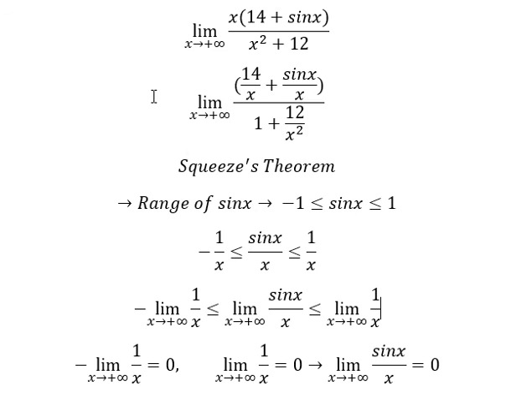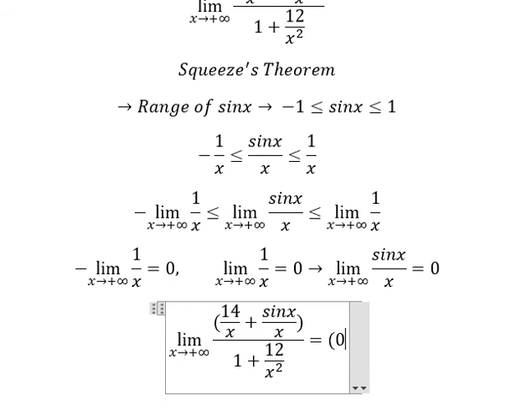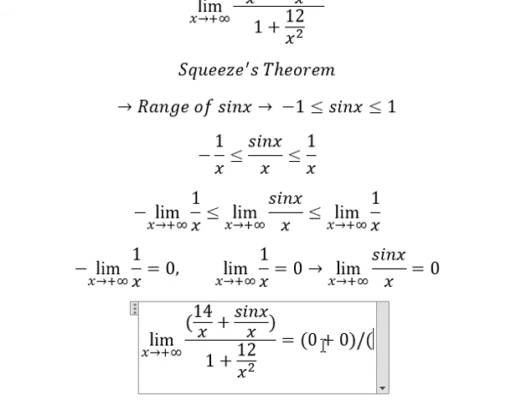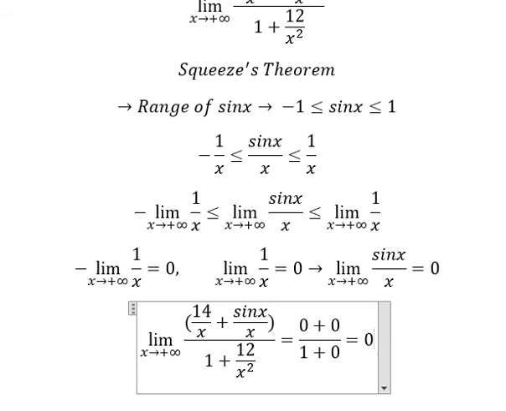Now, we go back in here. When x approaches positive infinity, this one you got 0, this one you got 0, and this one you got 0. So everything in here, we have 0 plus 0 over number 1 plus 0, and we have 0. And that is the final answer.